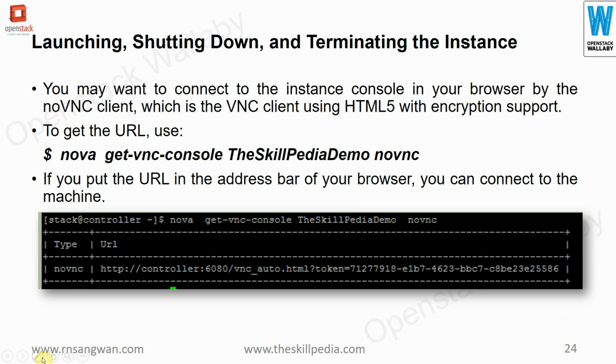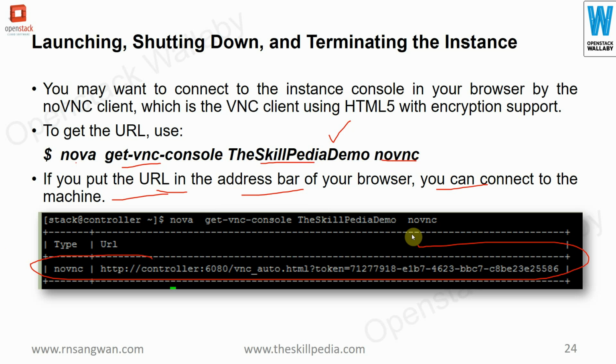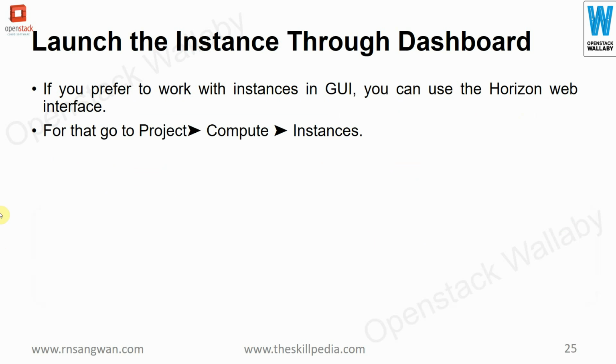To get the URL, you can use this command: nova get-vnc-console, the instance name, novnc. If you put the URL in the address bar of your browser, you can connect to the machine. This is the URL, a similar URL we have seen from the dashboard as well. Launch the instance through the dashboard. If you prefer to work with the instance in GUI, you can use the Horizon web interface.